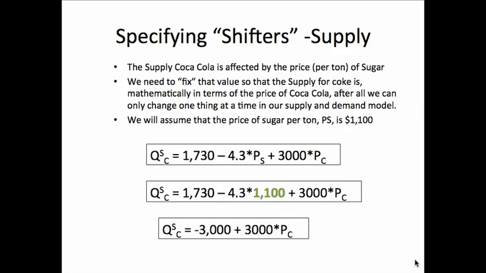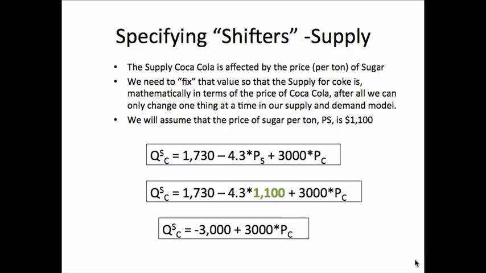Our supply function, we have sort of the same thing to do here. What is the shifting variable in the supply function? The shifting variable in the supply function is the price of sugar. So we need to fix that value or make it constant, and it's sugar per ton. The future delivery contract price for sugar per ton is about $1,100. So we'll put $1,100 in there for the price of sugar, and we'll substitute that in directly for PS.